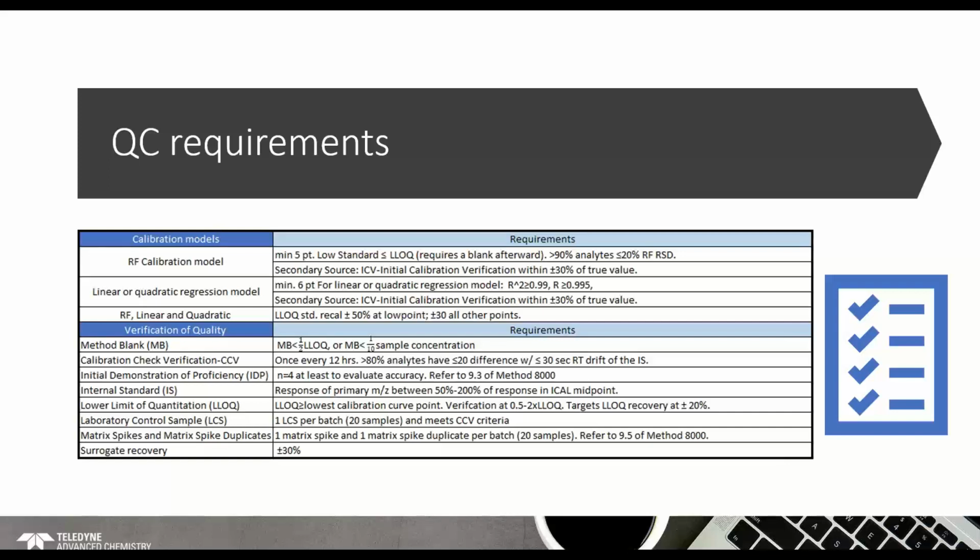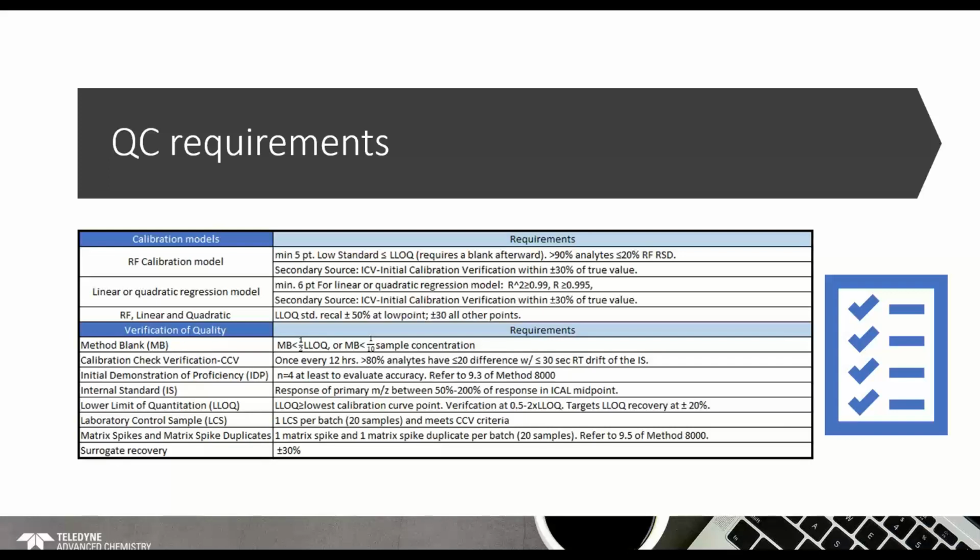Lastly, when each calibration point is quantified, the final calibration point at or below the LLOQ must quant within 50% of the true value, while all other points must quant within 30% of the true value. The average response factor calibration model requires 20% or better RSD values for 90% or more of the analytes of interest. Both linear and quadratic regression models require an R-square value of at least 0.99 for the linear and 0.995 for the quadratic.